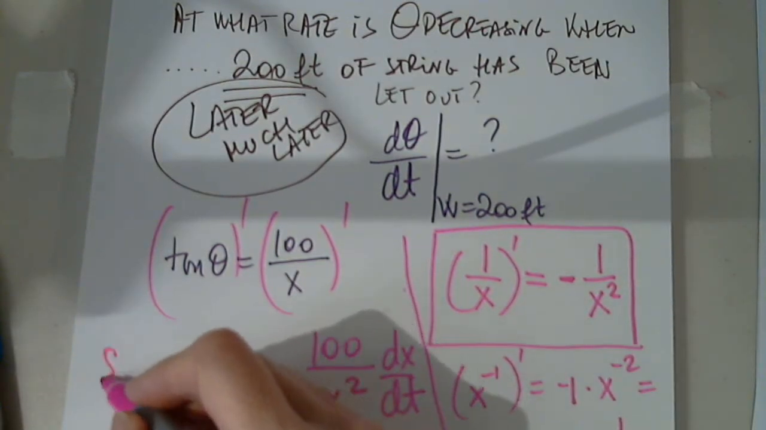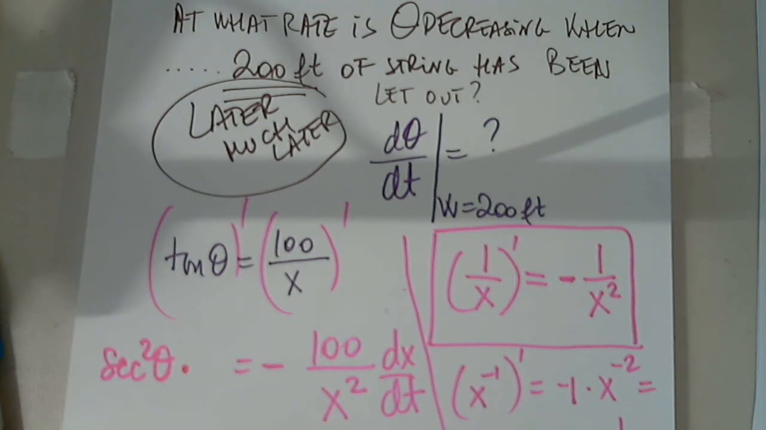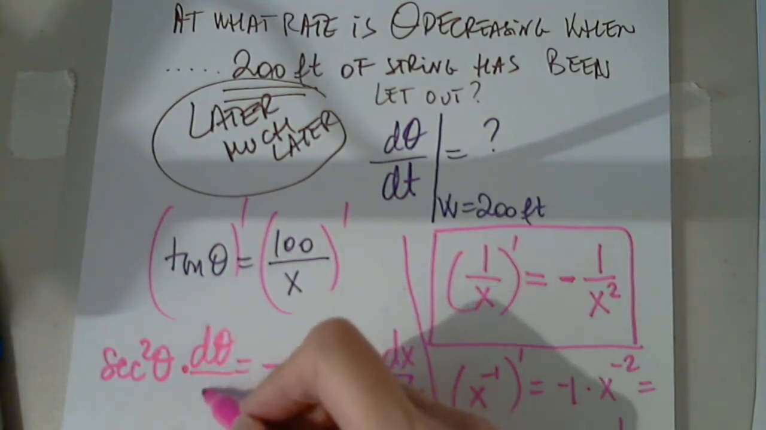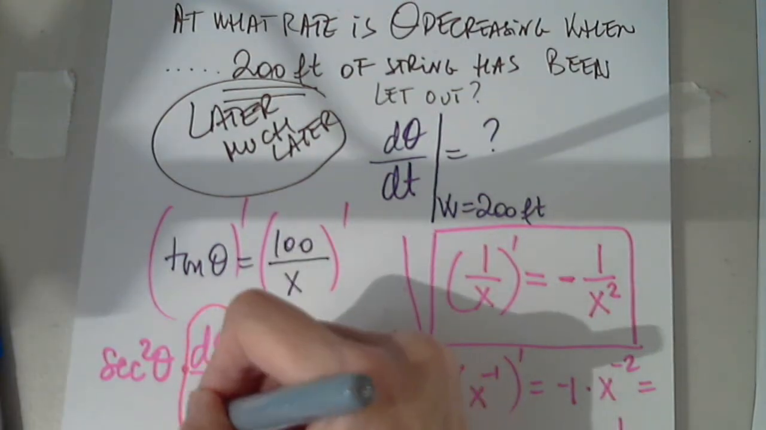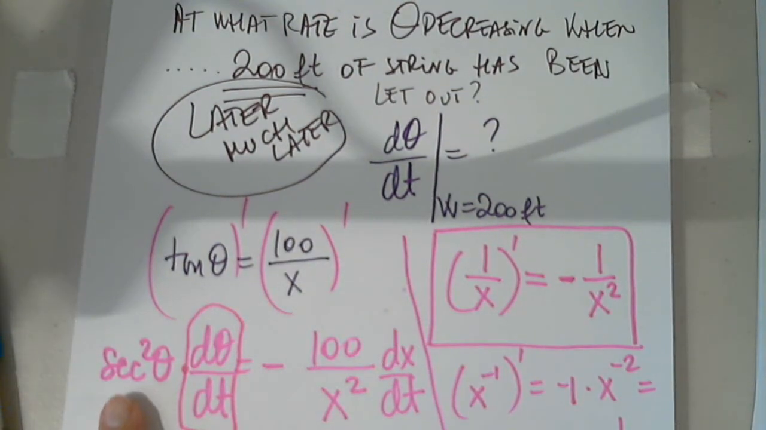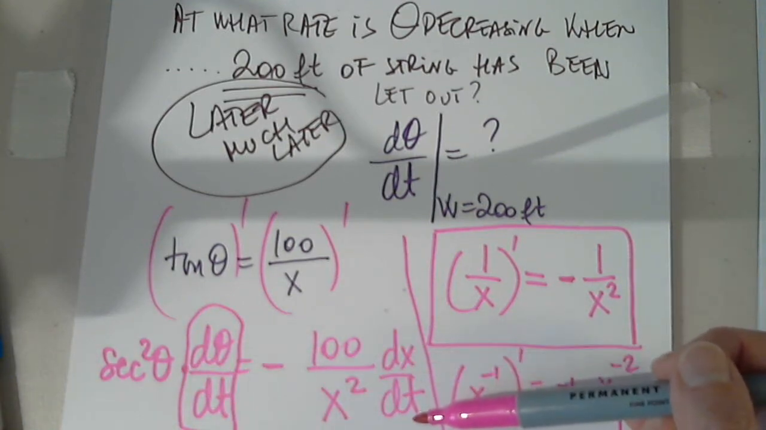So it's secant squared, but that's not enough. Very good. Indeed, times d theta over dt. Great job. And now let's see if we have everything. So this is my variable. That's what I'm interested in. I will divide both sides by secant squared. I don't have theta. I do have dx over dt.